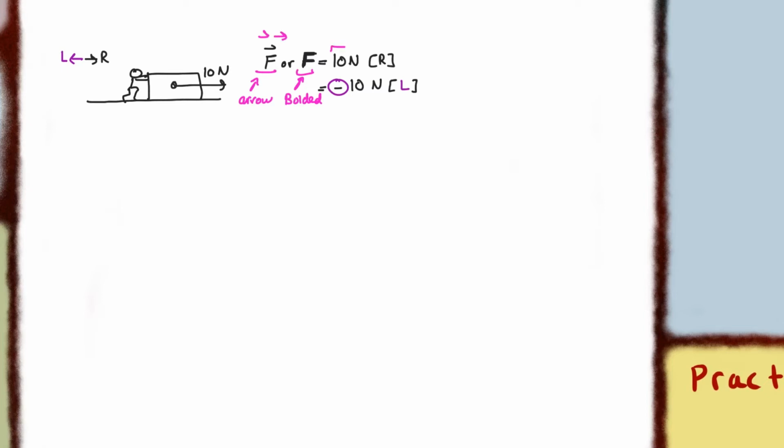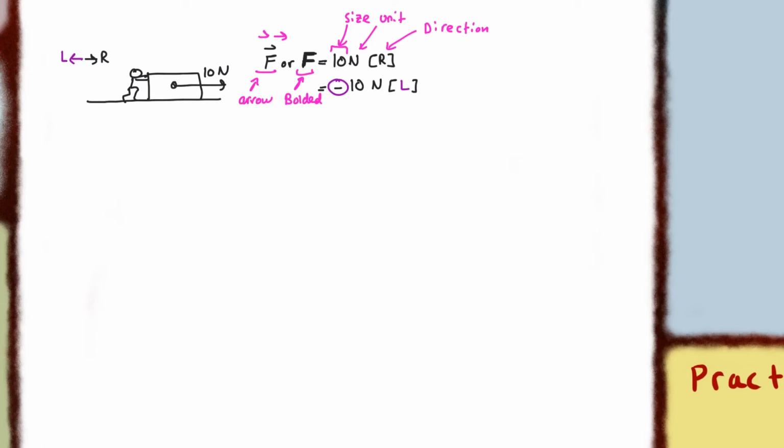Now every vector needs to give us two main pieces of information. One is the size and one is the direction. In this case, 10 is the size of our force, N is our unit, and R, written in square brackets, is the direction. The direction can be written in different ways, and vectors can be written in different ways as well, which we will discuss in the future.